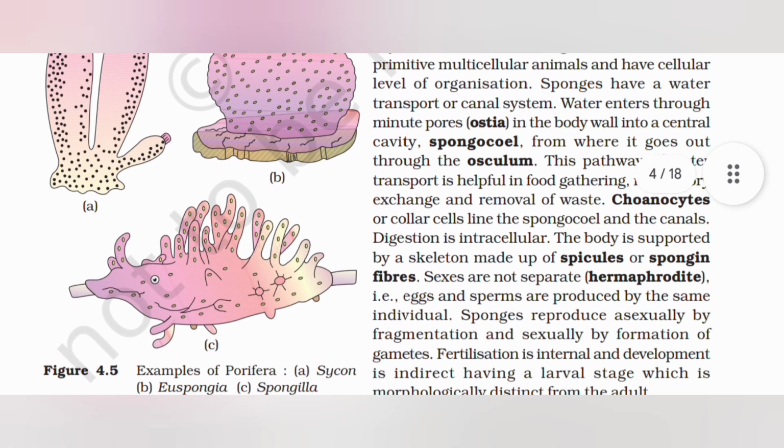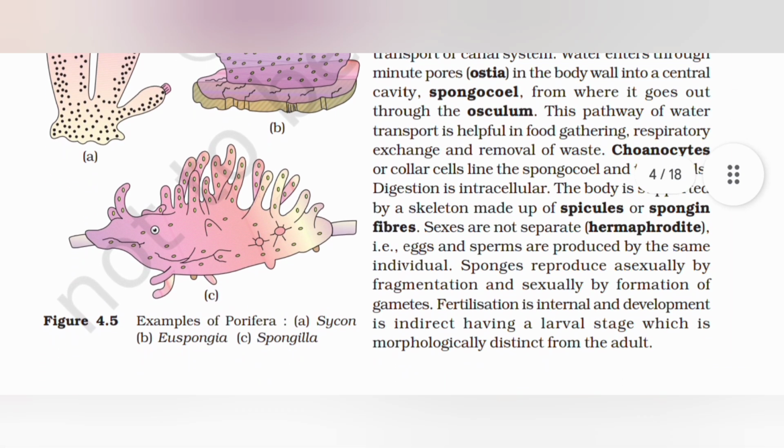Sexes are not separate. Sponges are hermaphrodites, that is, eggs and sperms are produced by the same individual. Sponges reproduce asexually by fragmentation and sexually by formation of gametes. Fertilization is internal and development is indirect, having a larval stage which is morphologically distinct from the adult.